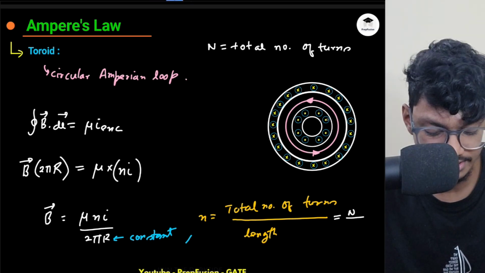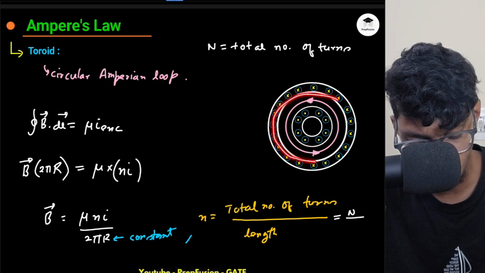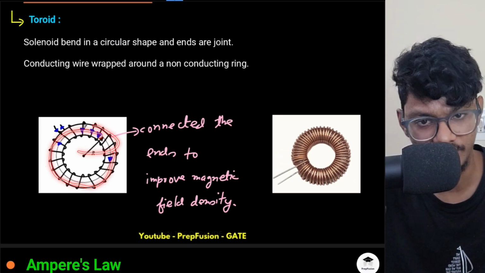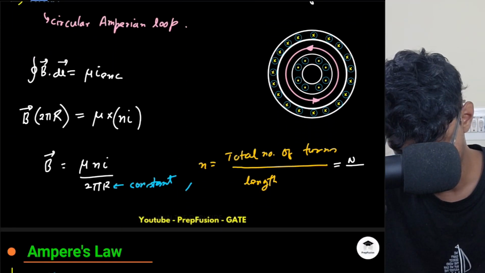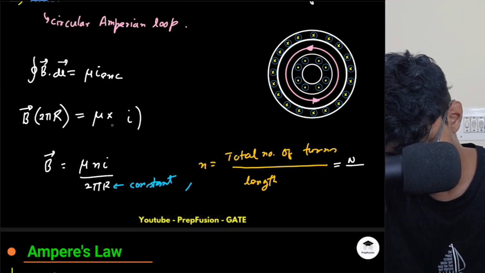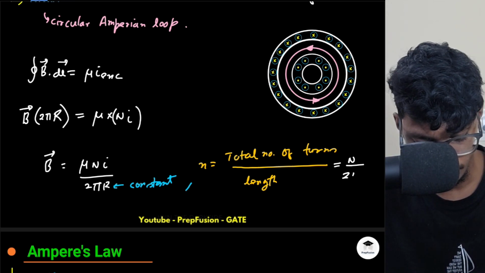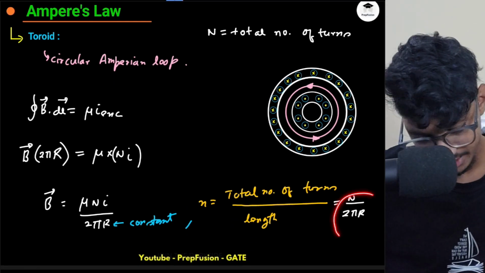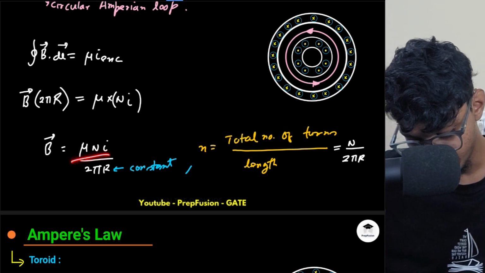What is the length? Length is simply 2 pi R, because in this whole 2 pi capital R length, I have N number of turns. This is actually not small n, sorry, this is capital N, right? Missed a point here. So 2 pi R. Now obviously, am I observing this somewhere? Yes, here. Correct. So I can again replace this with mu n I.